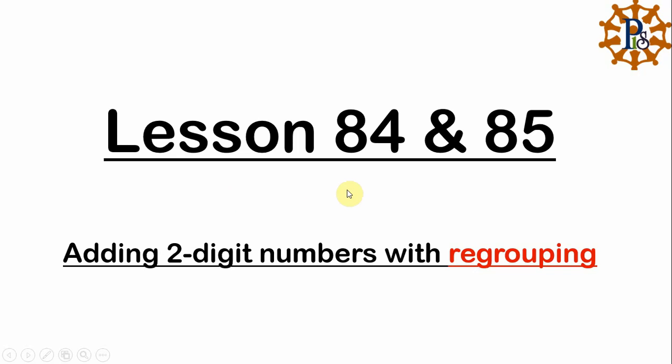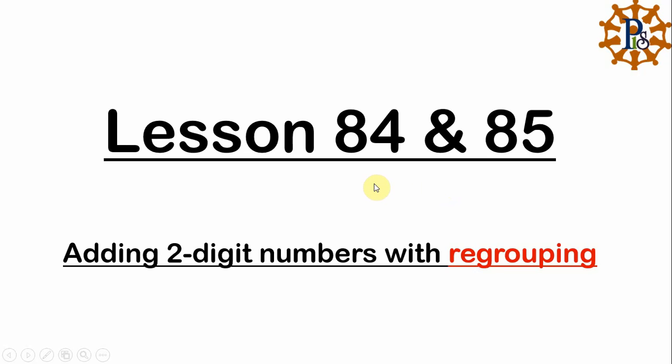Today we're going to talk about lesson 84 and lesson 85. Both of these lessons talk about the same thing. The topic of this lesson is adding two-digit numbers with regrouping. Two-digit numbers have only two places, ones and tens. This is not a new lesson. We studied it before in first term.